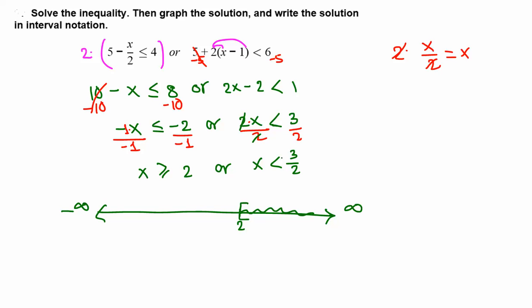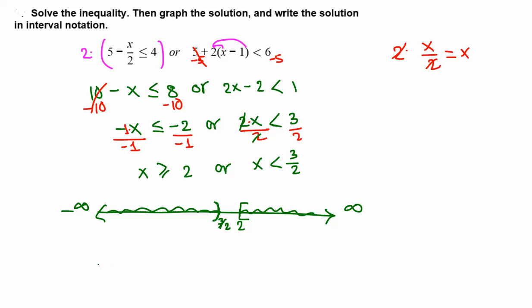Or x is less than 3 halves. 3 halves is 1.5, nearby here, strictly less than. So let's say 3 halves is here, and less than 3 halves, not including 3 halves, so this is a parenthesis.